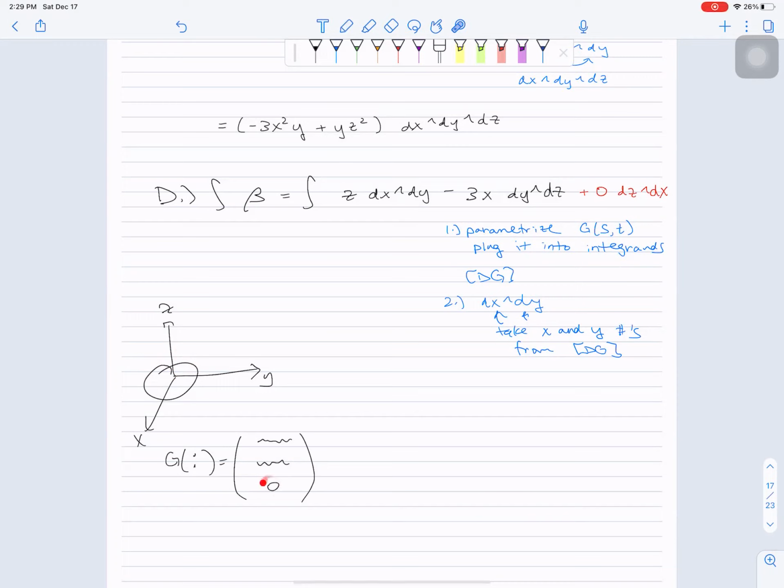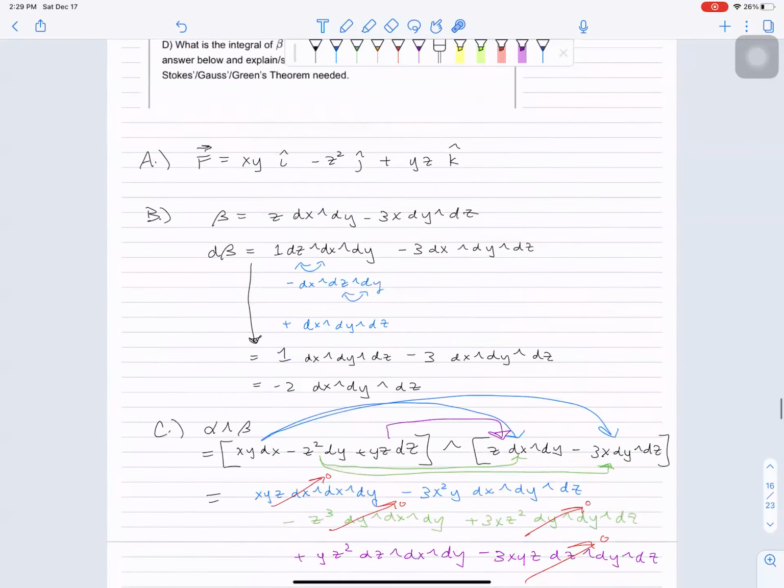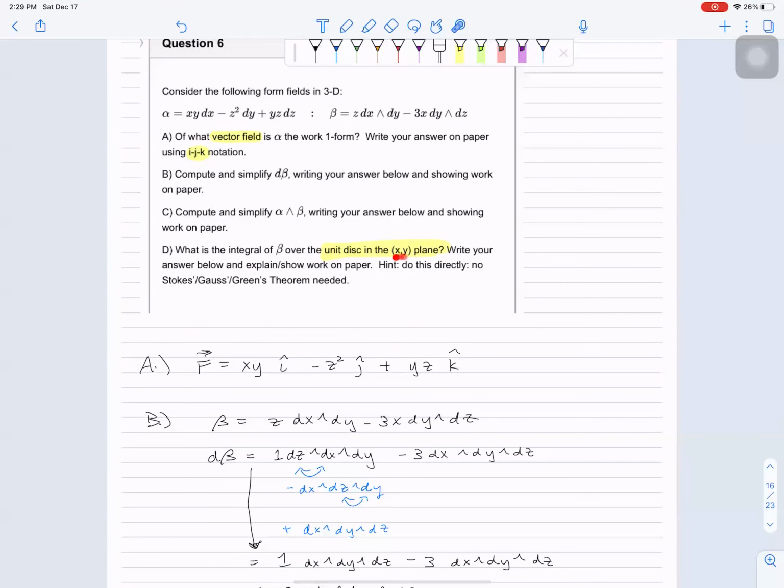Let me just focus on the fact that z is always going to be 0 because it's a flat unit disk. So because z is 0, you know it's a flat unit disk. Sorry, how do you know it's a flat unit disk? Yeah, because they say it's a unit disk in the xy plane, and xy plane is the same as saying z is 0. Oh, okay.